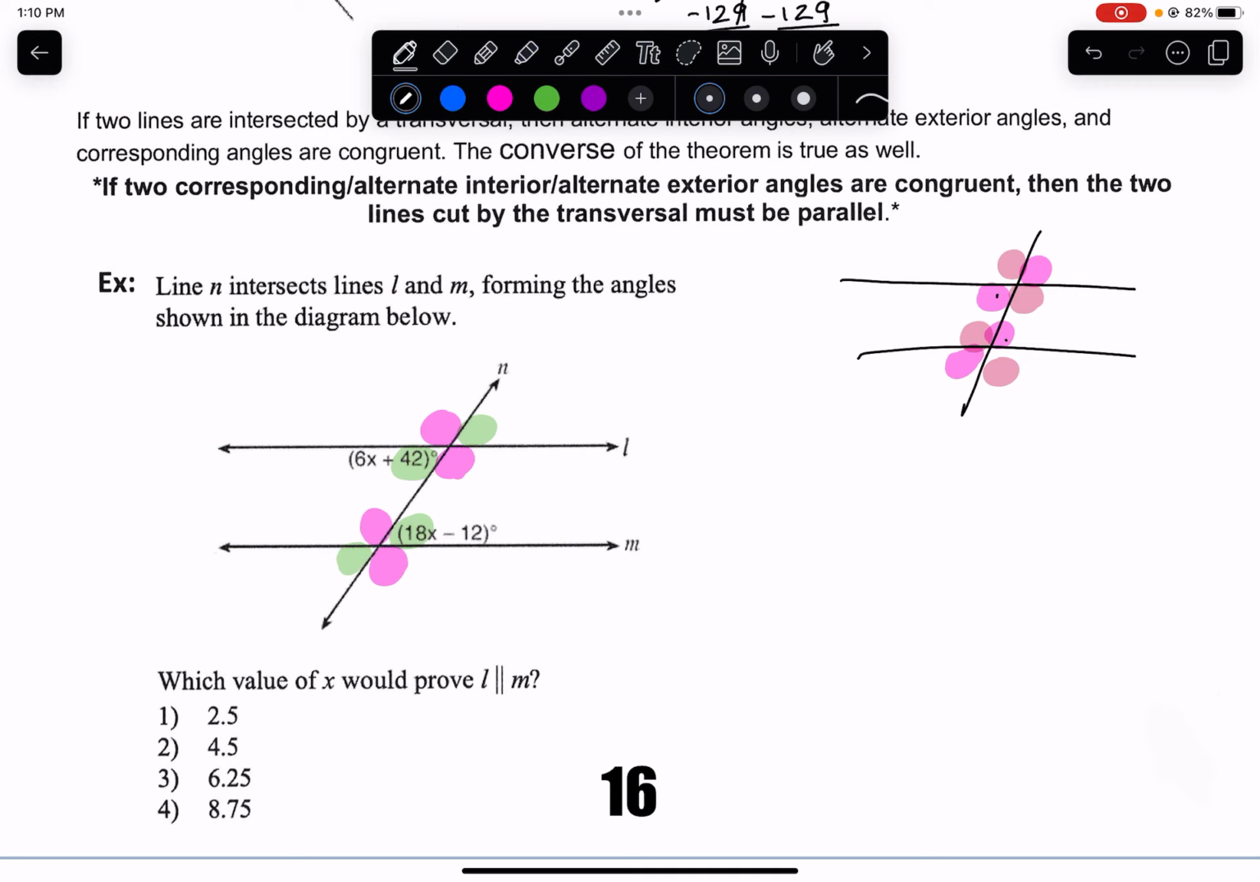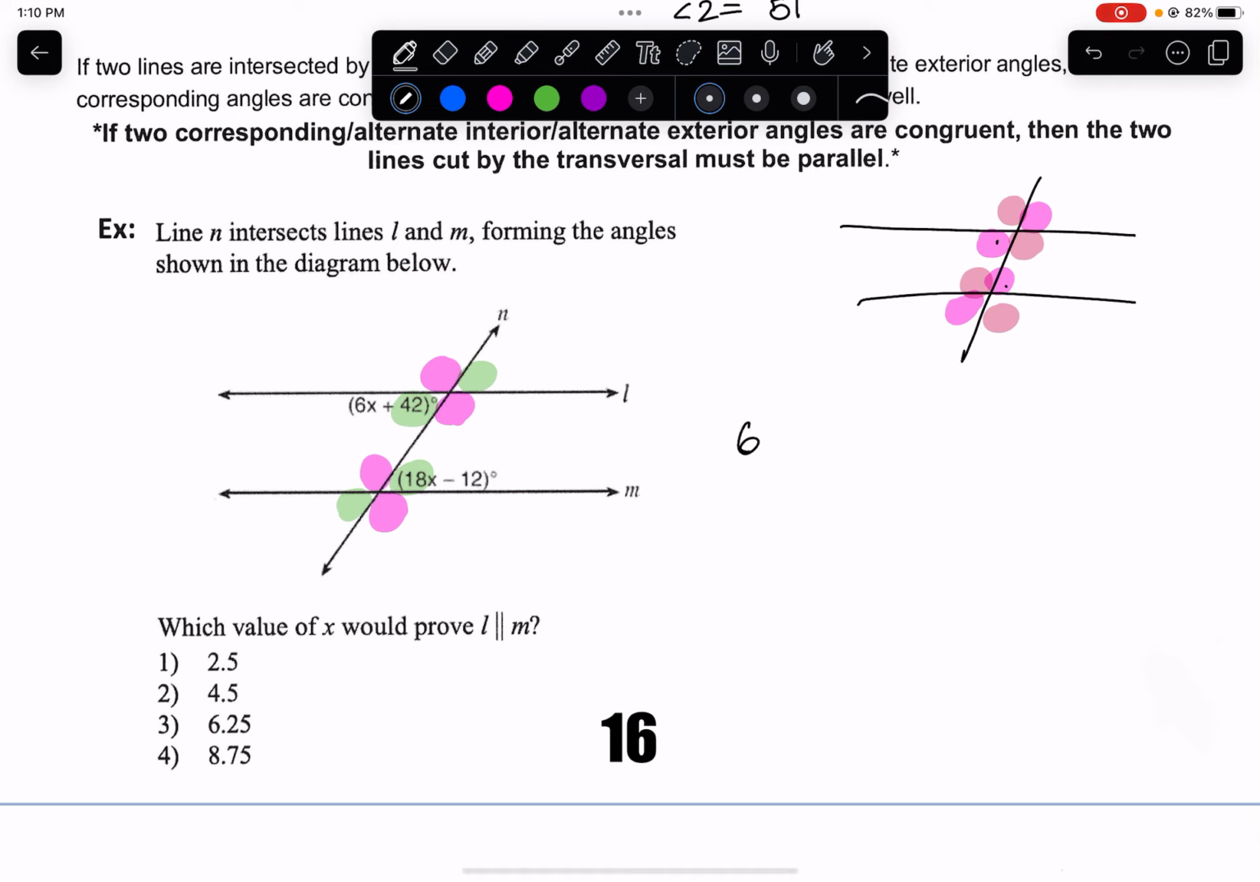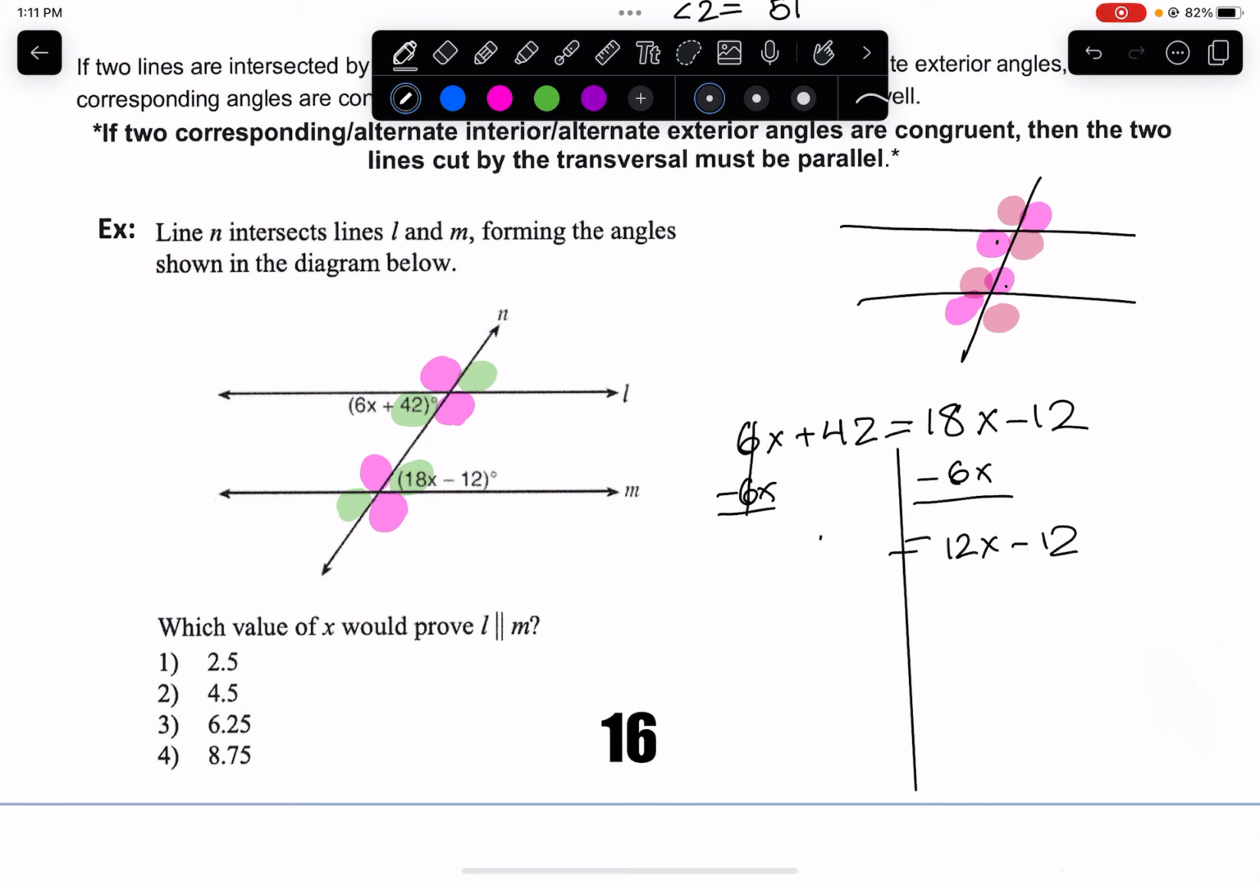they are asking us, how can we make 6x plus 42 be equal to 18x minus 12? Because if they are equal, then the lines would have to be parallel. So they're asking you to solve for x. So move the x's to one side. And now we have a two-step equation. Move the constant.